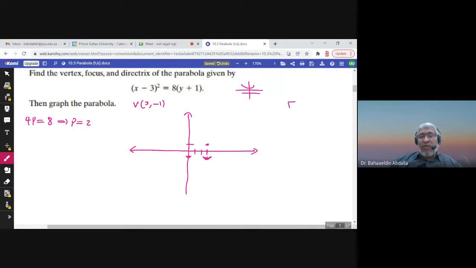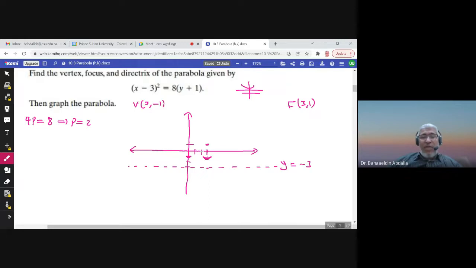So what are the coordinates of the focus? The vertex is (3, negative 1). The focus is (3, 1). What about the directrix? I go 2 units down, and here is the directrix. It has the equation y equals negative 3. And you can sketch the graph of the parabola.